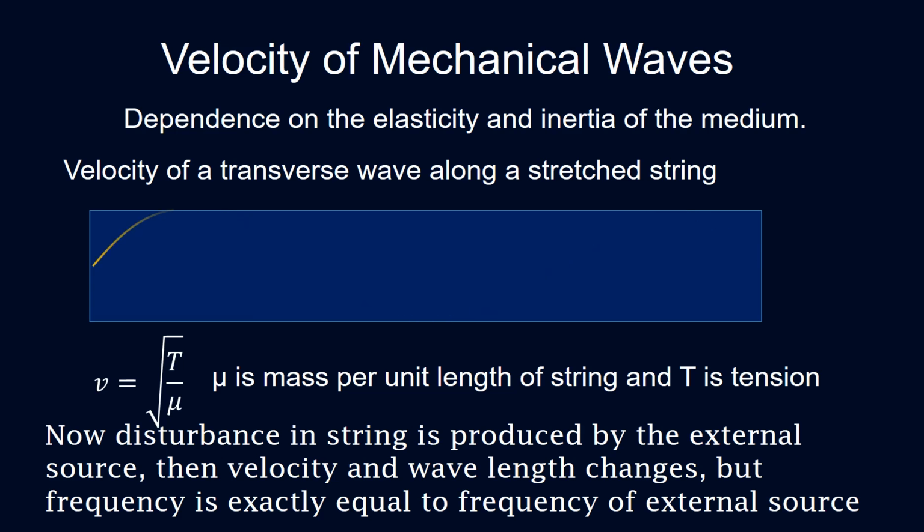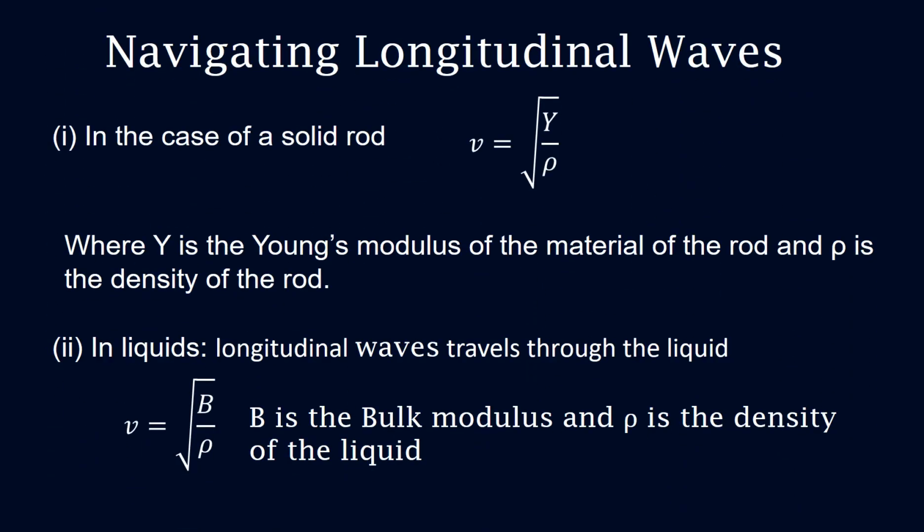But here is the twist. Change the disturbance and you change the velocity and wavelength, but frequency is still loyal to the external source. In essence, it is a dance of tension and mass density, but the rhythm is set by the external source. Longitudinal waves through a solid are given by V is equal to under root of Y upon rho.